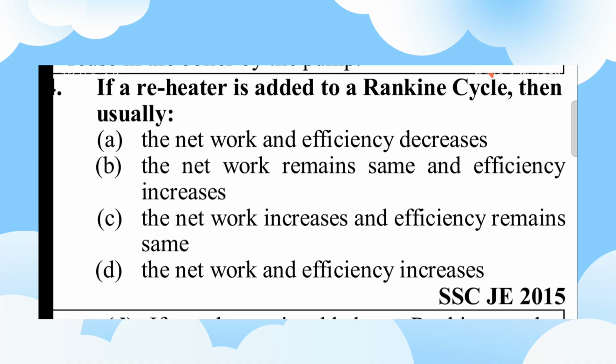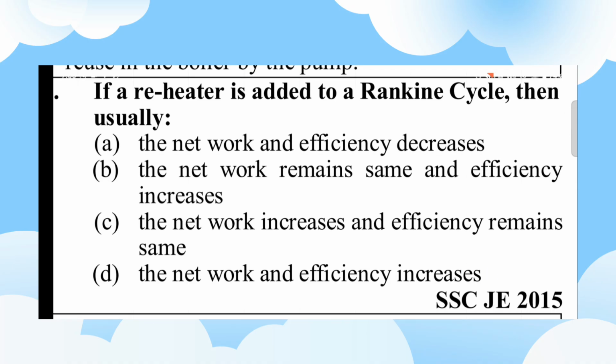Friends, question number 74. If a reheater is added to a Rankine cycle, then usually A. The net work and efficiency decrease. B. The net work remains same and efficiency increases. C. The net work increases and the efficiency remains same. D. The net work and the efficiency increase. रीहीट में नीट वर्क भी इंक्रीज होता है, एफिशिएंसी भी इंक्रीज होता है. The net work and the efficiency increase.